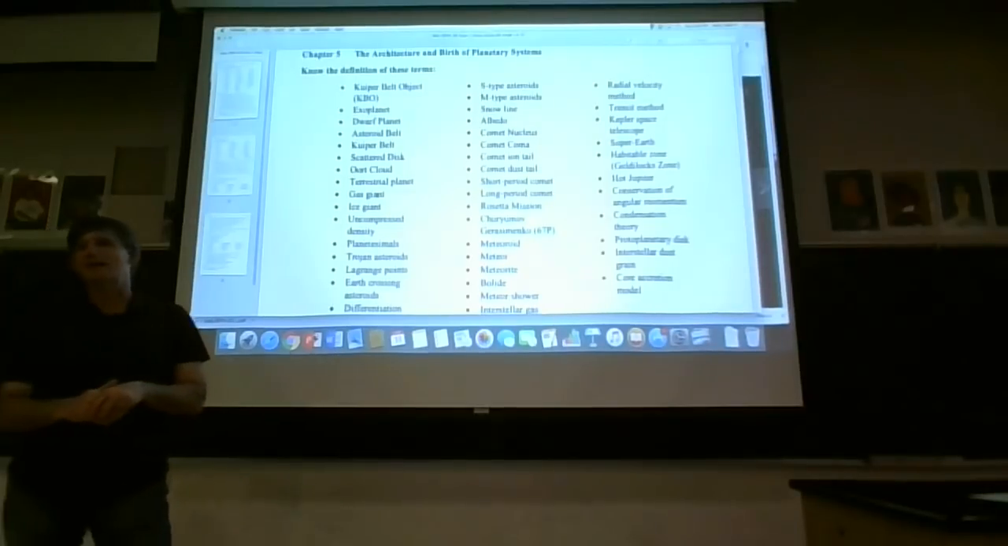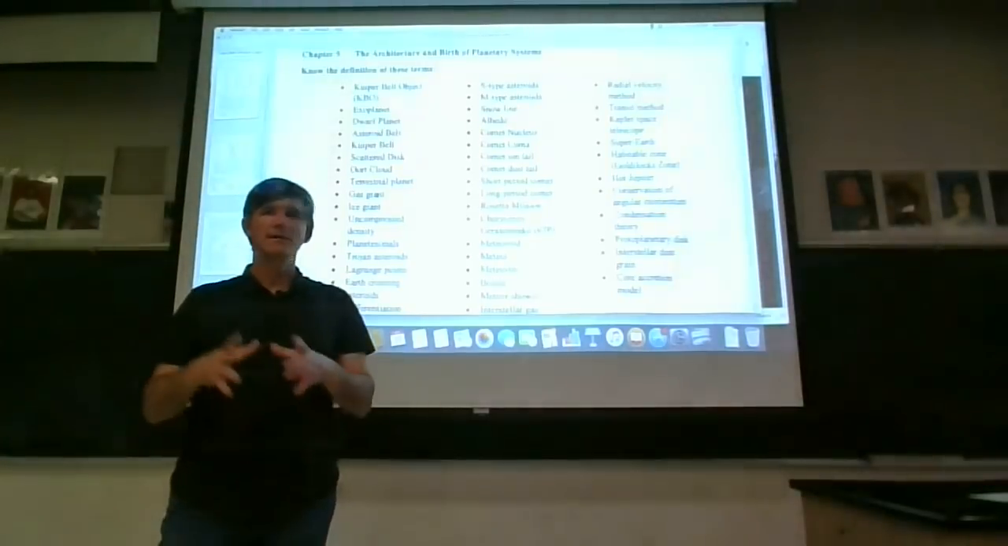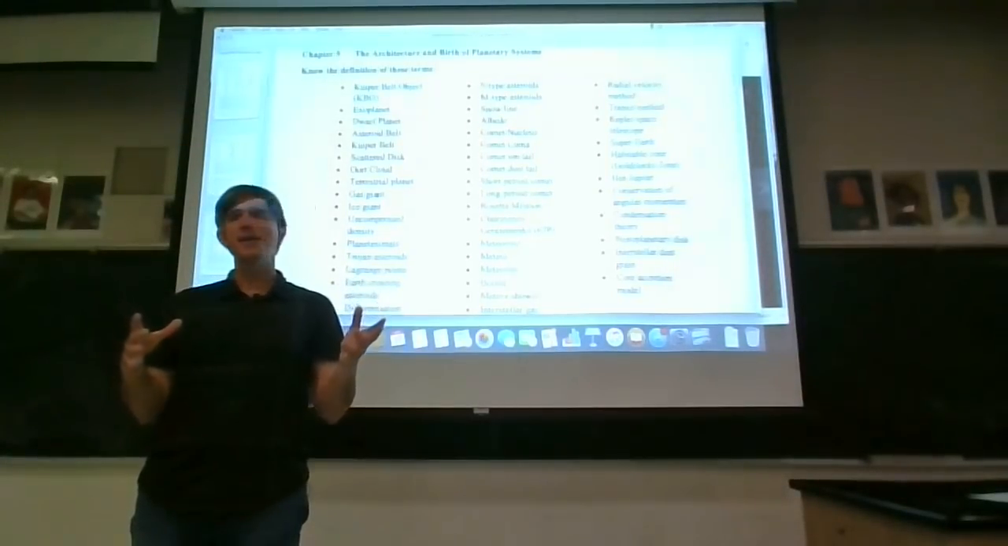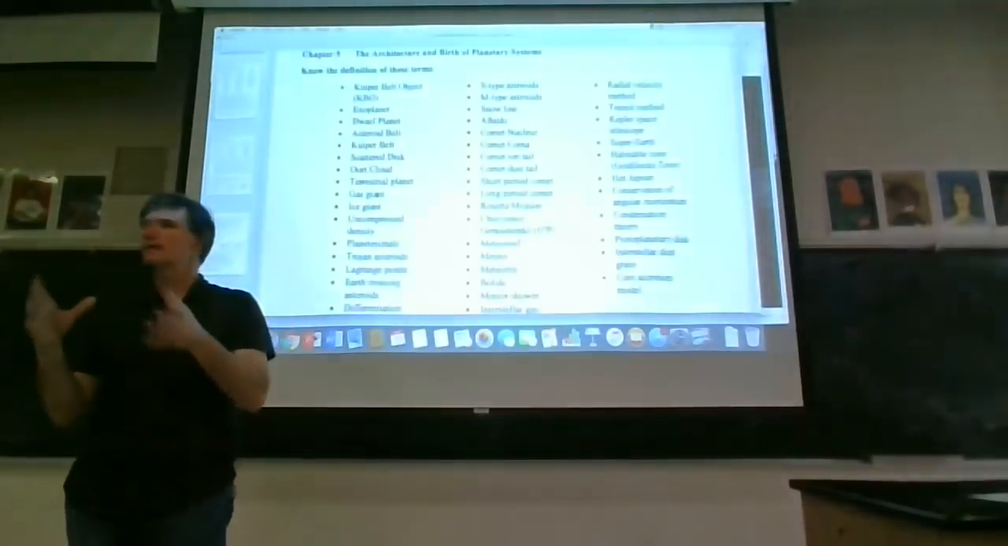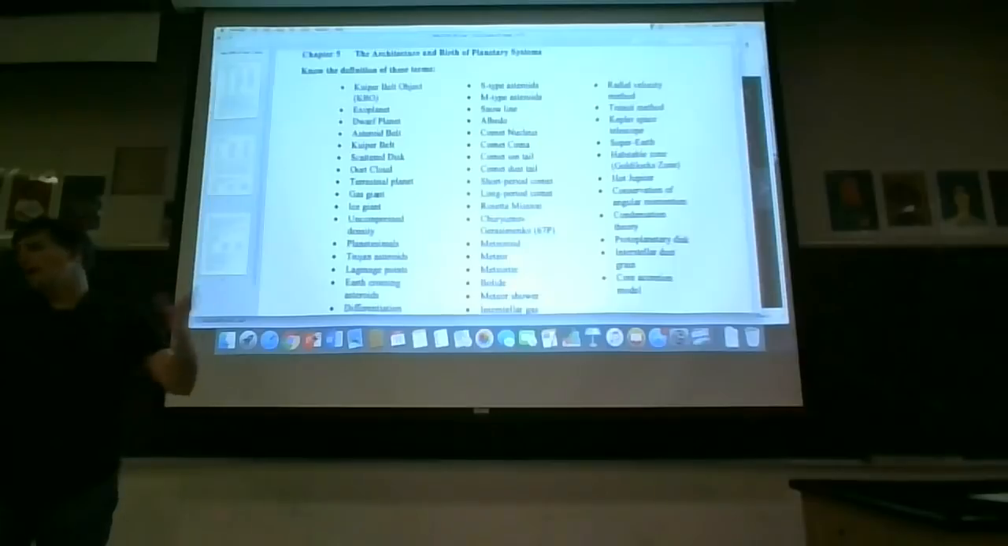Okay, Kuiper Belt object. An object found in the Kuiper Belt. Where's the Kuiper Belt? Outside, out past the orbit of Neptune, you want to say, right? Outside the orbit of Neptune. So that'd be 30 AUs from the sun and out, right?